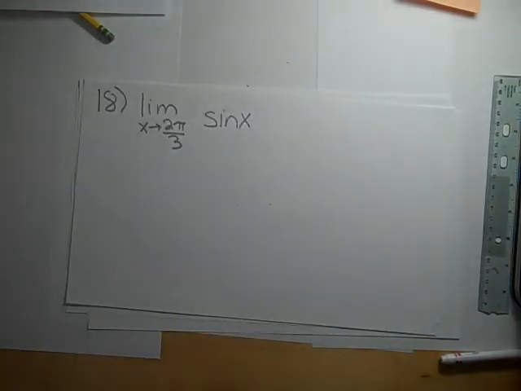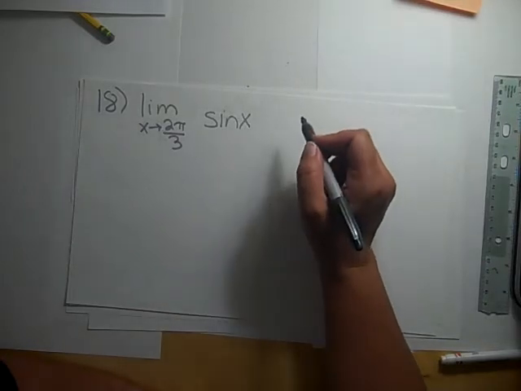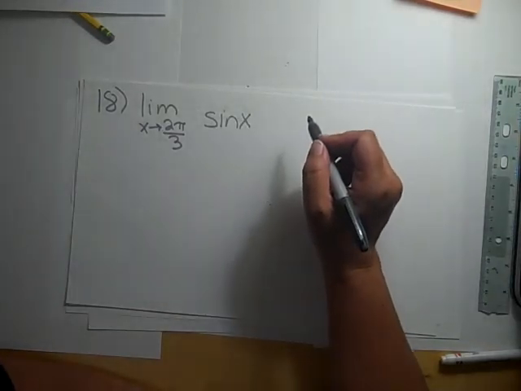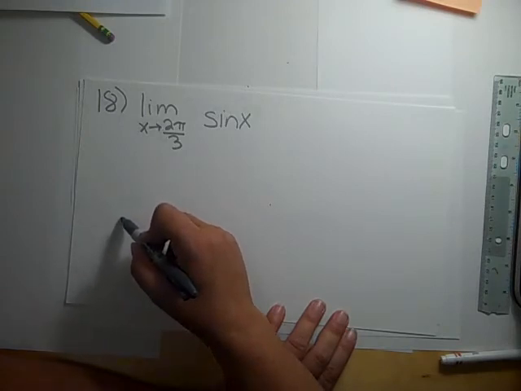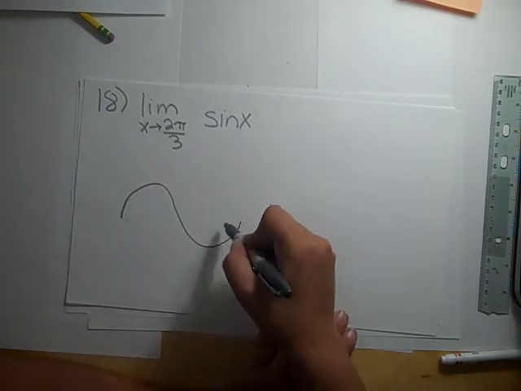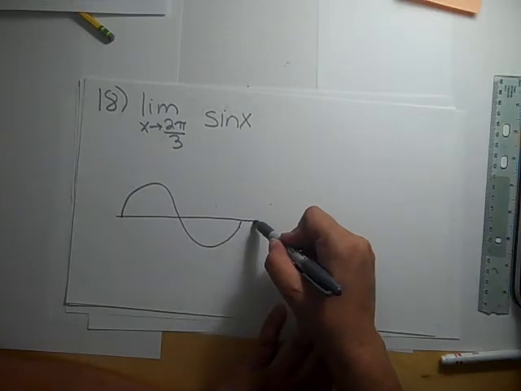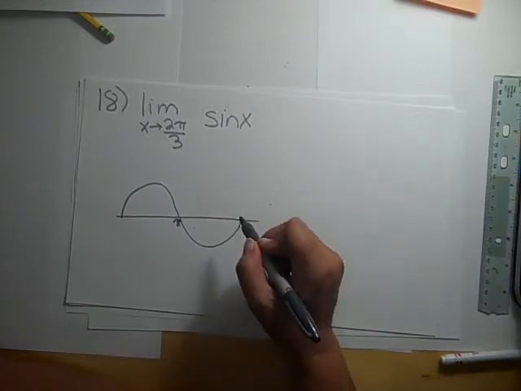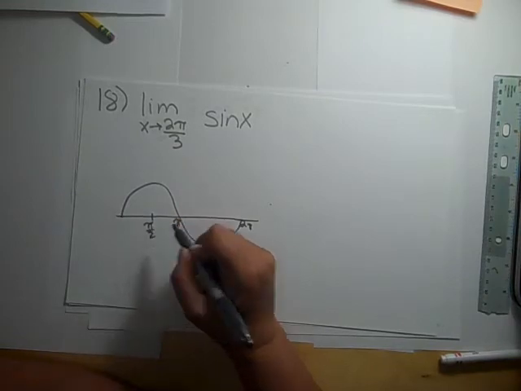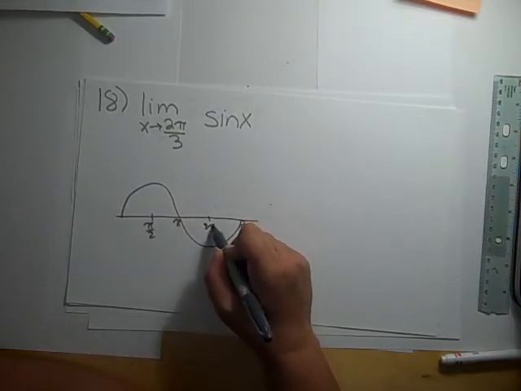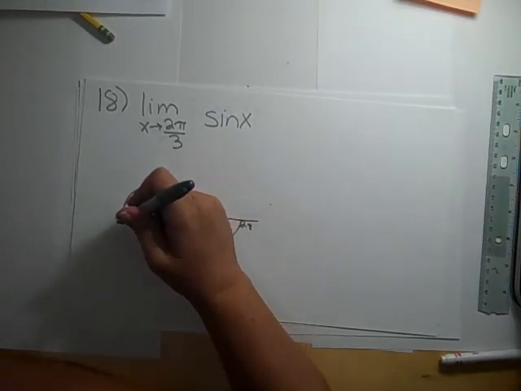Okay, limit as x approaches 2 pi over 3 of sine x. And if you don't have these memorized, you can draw a quick sine graph. Mark your important values. Here's pi, 2 pi, pi over 2, 3 pi over 2. Of course, this is 0.